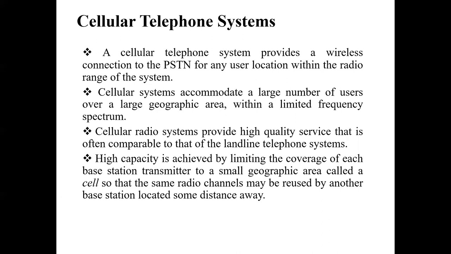Now, a cellular telephone system provides a wireless connection to the PSTN for any user location within the radio range of the system. This is the first objective. What will be the second objective? The second objective: a cellular communication system will accommodate a large number of users over a large geographic area within a very limited frequency spectrum.